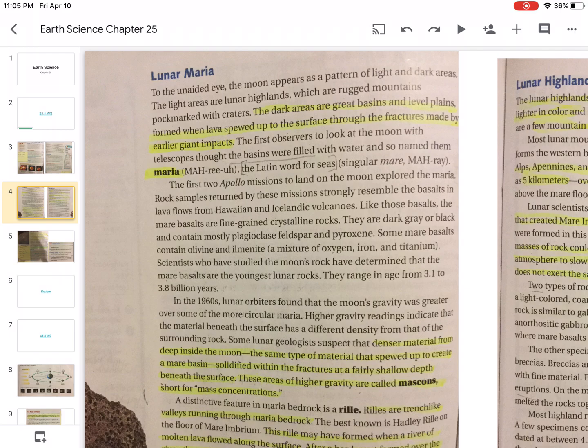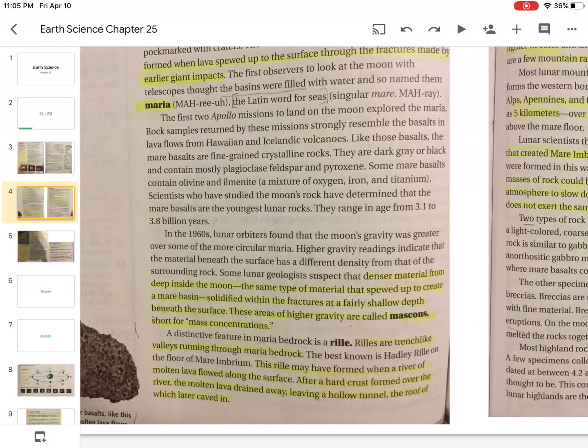Let's see if I'm pronouncing that one right. It doesn't show me how to say that one. On this one, a little bit further down, we have some lunar geologists suspect that the denser material from deep inside the moon, the same type of material that spewed up to create a Mare basin, solidified within the fractures at a fairly shallow depth beneath the surface. These areas of high gravity are called mascones, short for mass concentration.